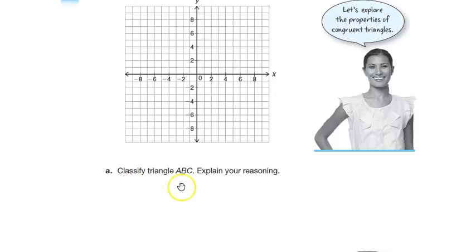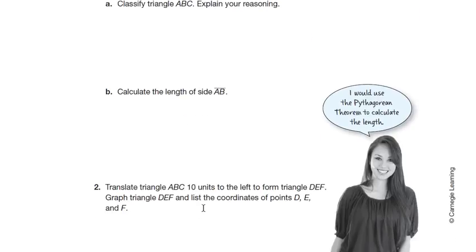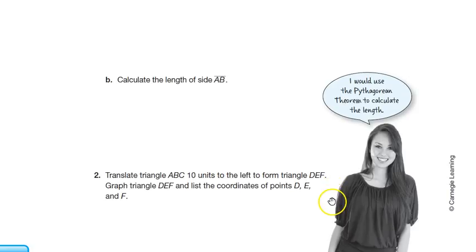When you classify things, make sure you explain your reasoning. Are the lengths of the sides equal? Are the angle measures equal? Do you have a right angle in there somewhere? Those are the things you have to answer in order to classify. Calculating the length of side AB, you're going to use the distance formula. It says I could use the Pythagorean theorem to calculate the length. Well, that's a little clue that it would probably have to be a right triangle, because you can't use the Pythagorean theorem on just any triangle. You're going to need a right triangle.